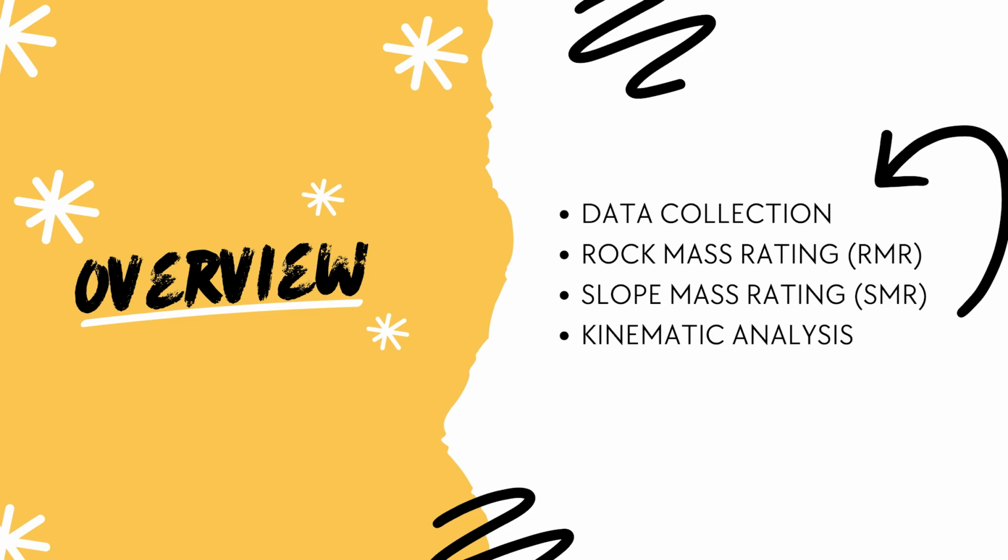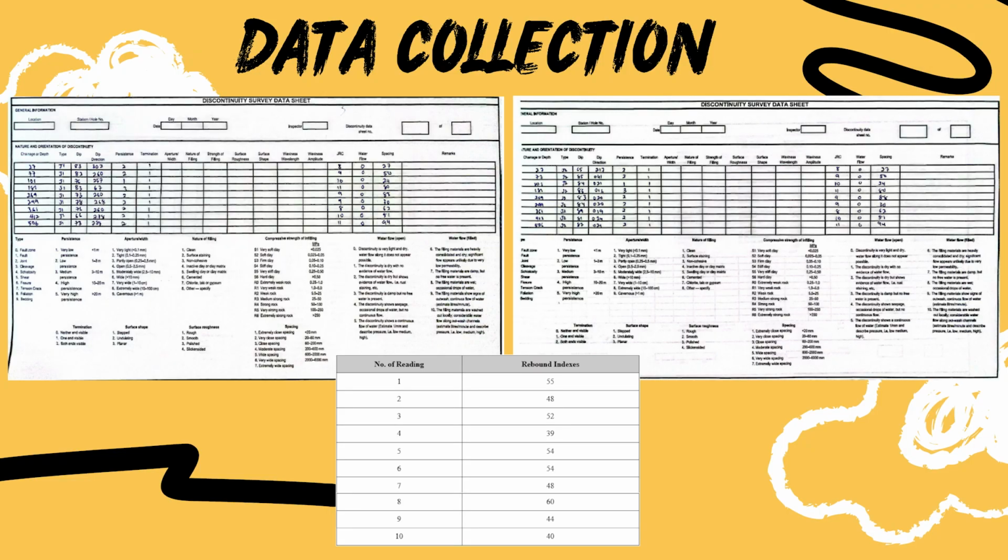Finally, kinematic analysis is a method used to analyze the possible failure mechanisms in rock slopes based on the geometry and orientation of joints and discontinuities. Together, these methods provide a holistic view of rock stability in the field. So this is the data of J1 and J2 that we gained during the fieldwork.